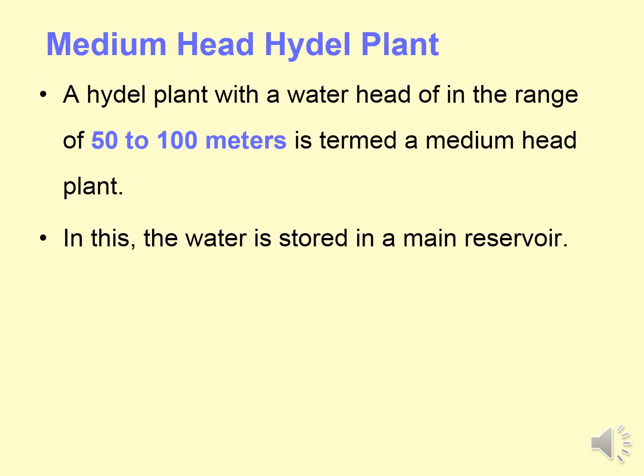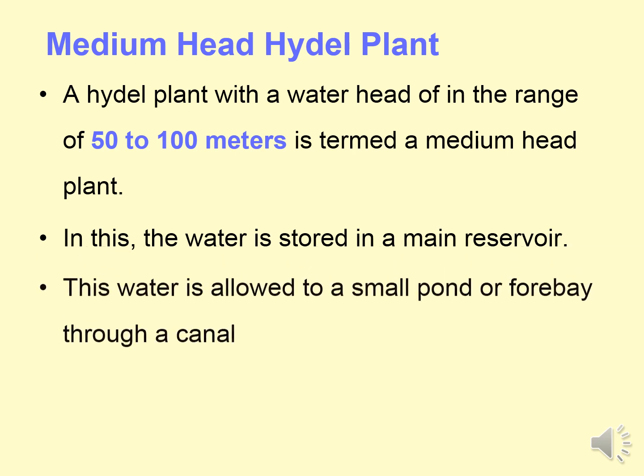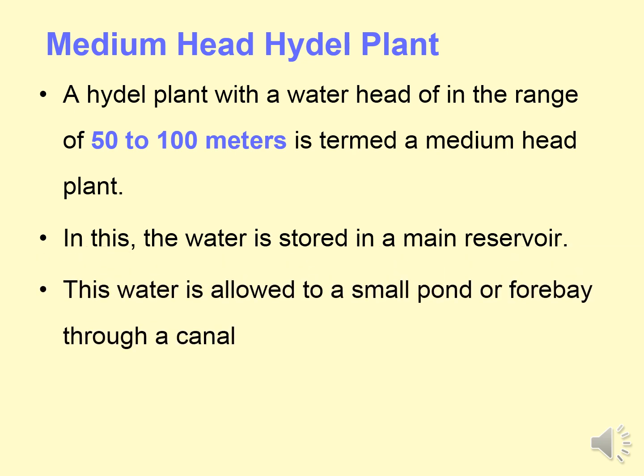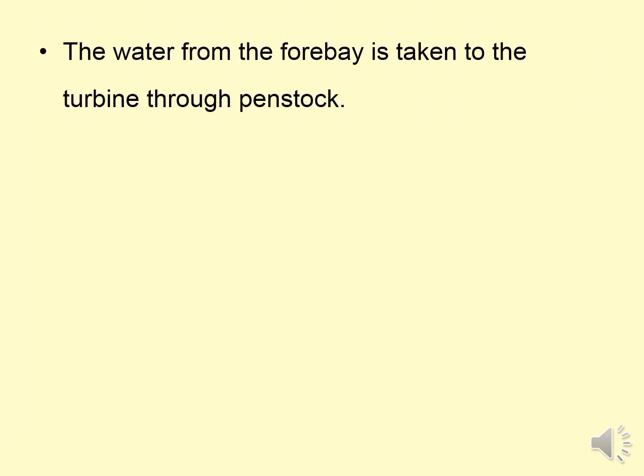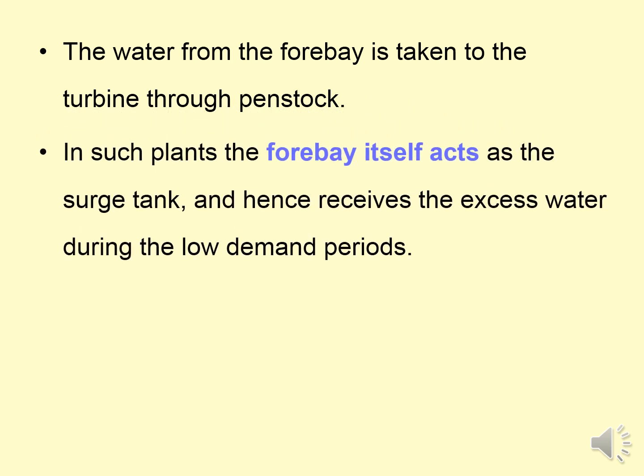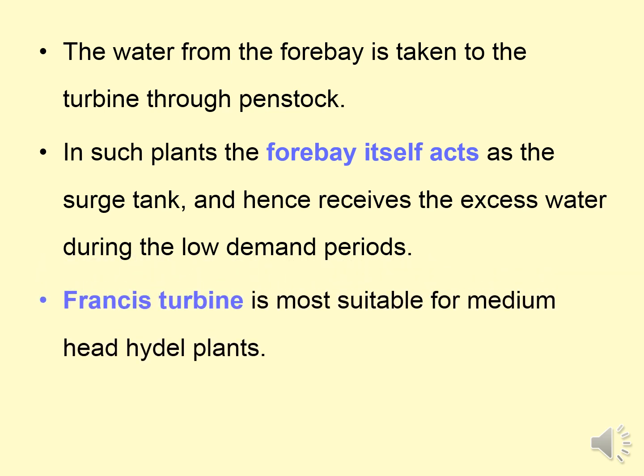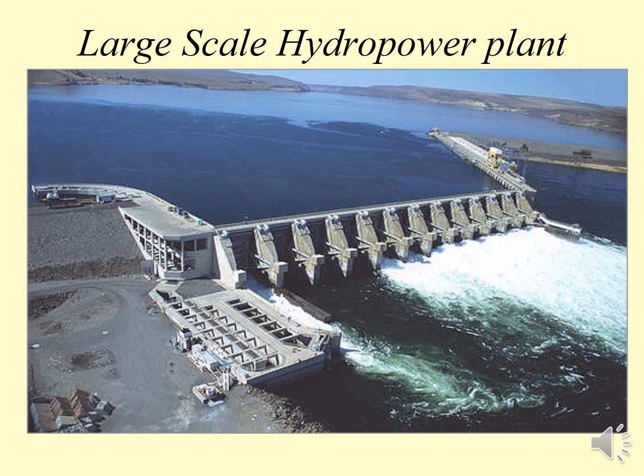Medium head. So what is medium head? 50 to 100 meters. In this, water is stored in the main reservoir, then again a small pond or a forebay. Water from the forebay is taken to the turbine through the penstock. The forebay itself acts as a surge tank and hence receives the excess water during the low demand periods. Francis turbine is most suitable for the medium head hydel plants. So this is the large scale hydropower plant you can see in this figure.